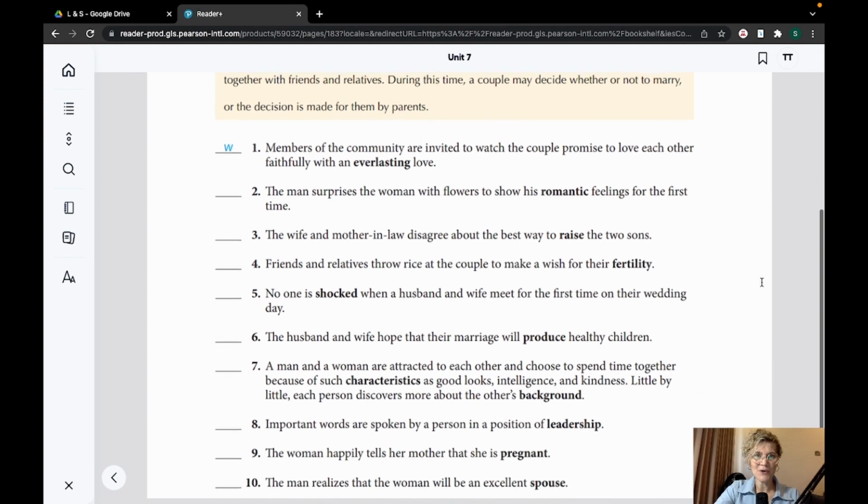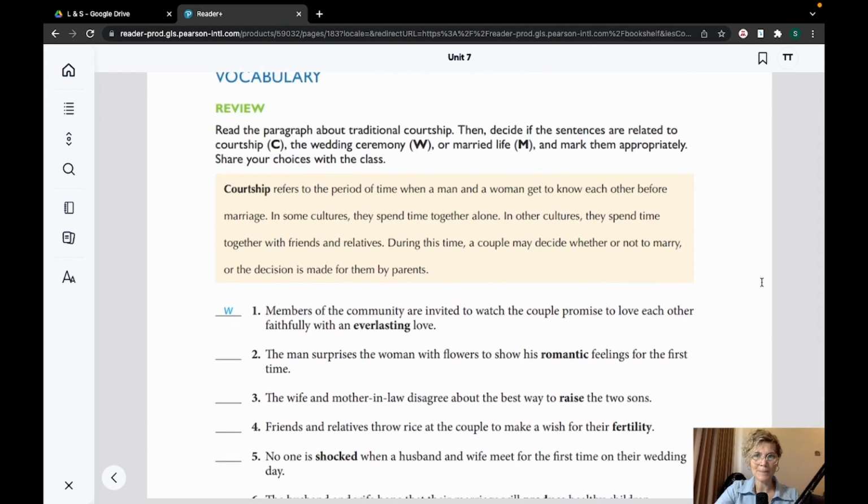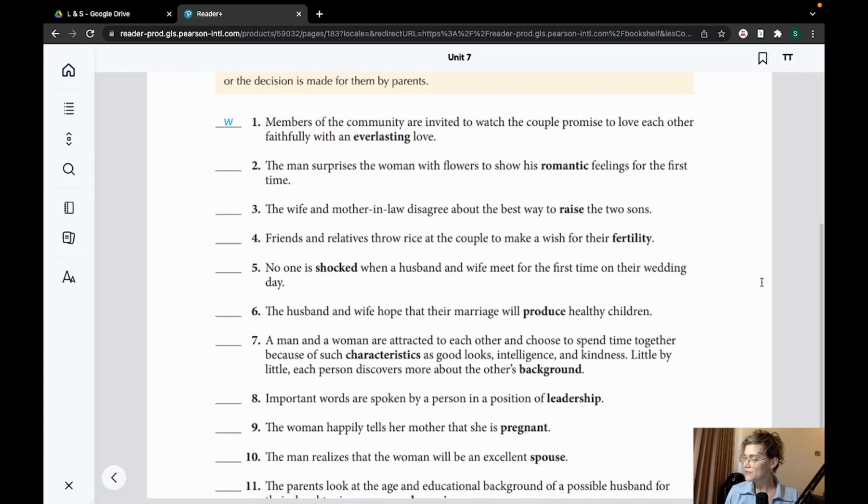Okay, so you are going to write either a C for courtship, W for wedding, and M for married life. Which does the sentence refer to? You're going to answer numbers 1 until 13. Go ahead, you can pause your video.